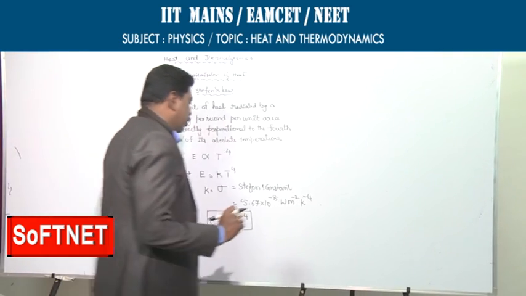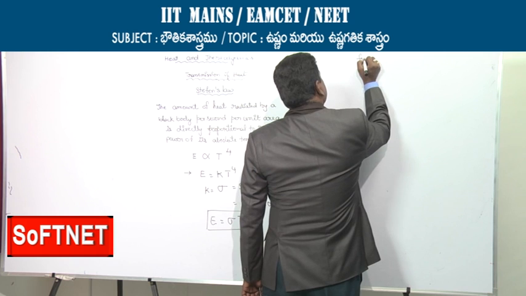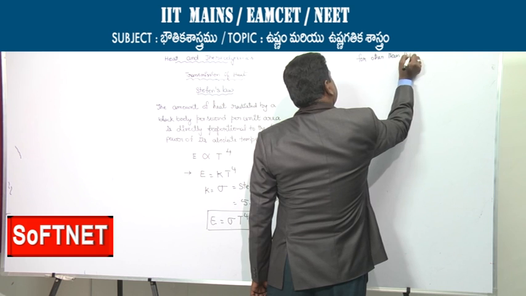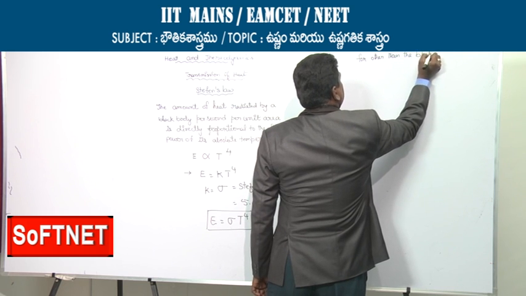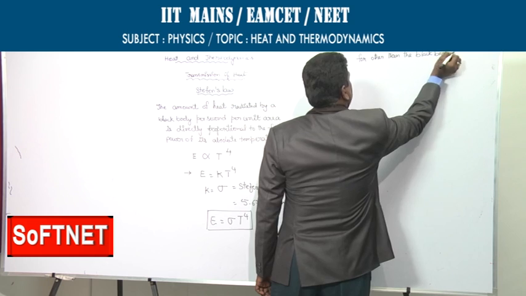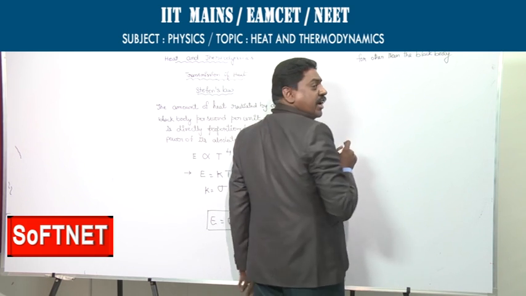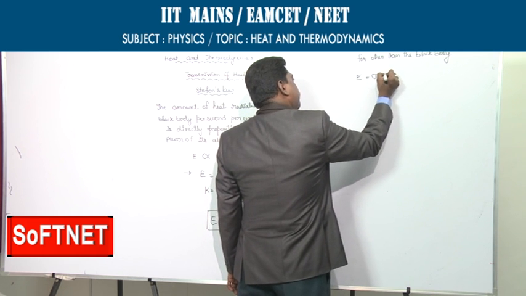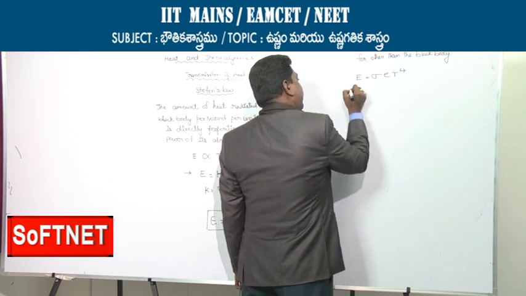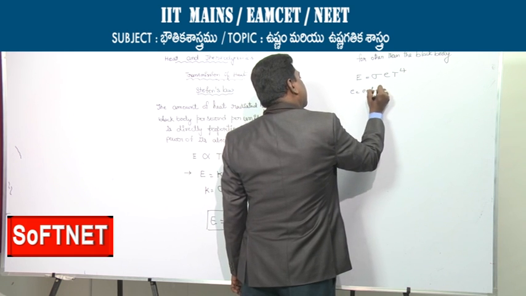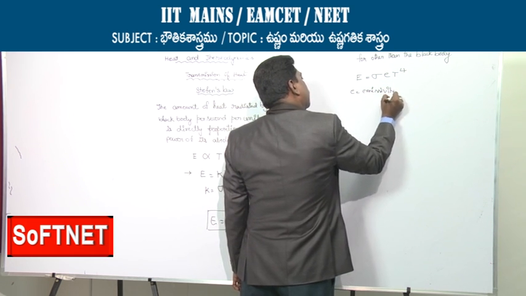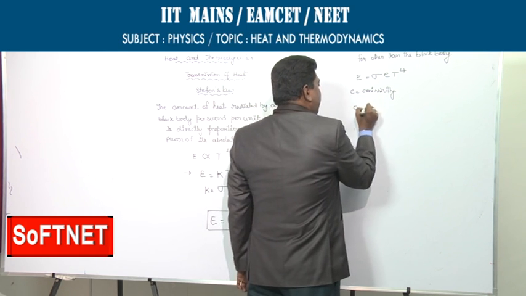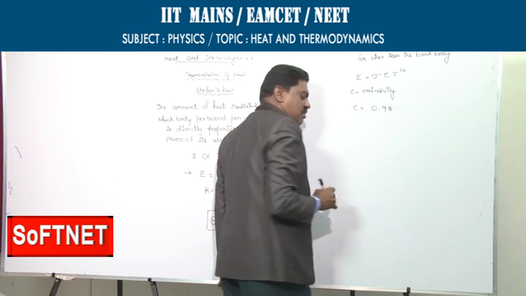For a body other than a black body, the energy radiated per unit area per unit time is given as E equals sigma e into T to the power of 4, where e is called emissivity, whose value varies from 0 to 1, and for human skin the e value is given as 0.98.